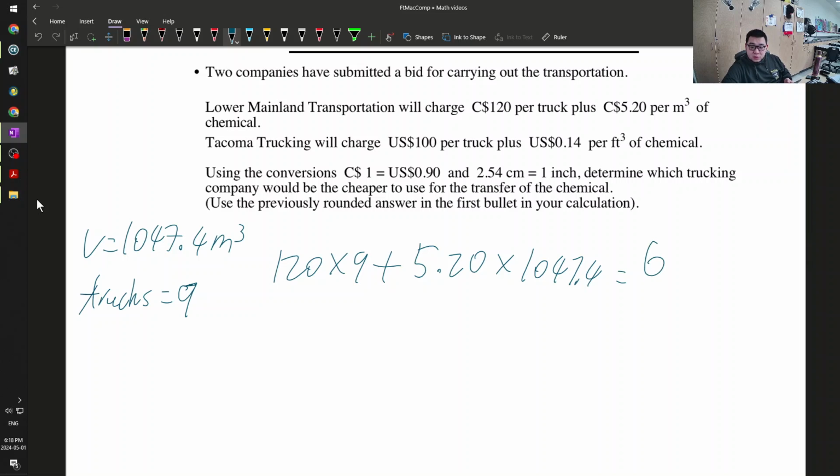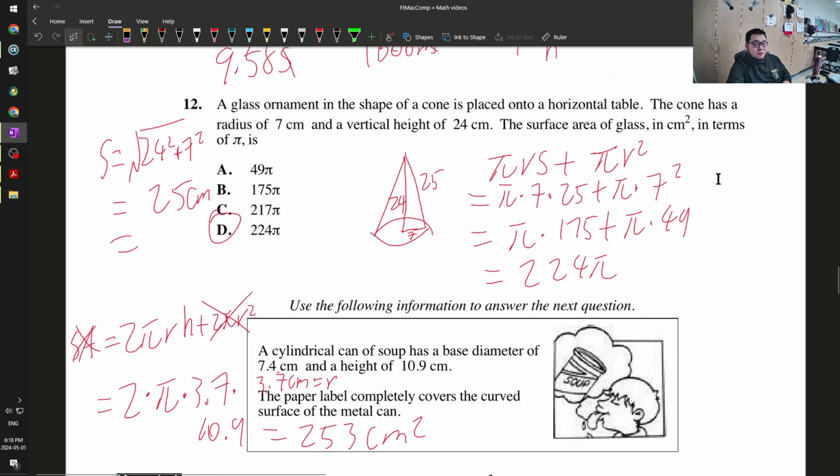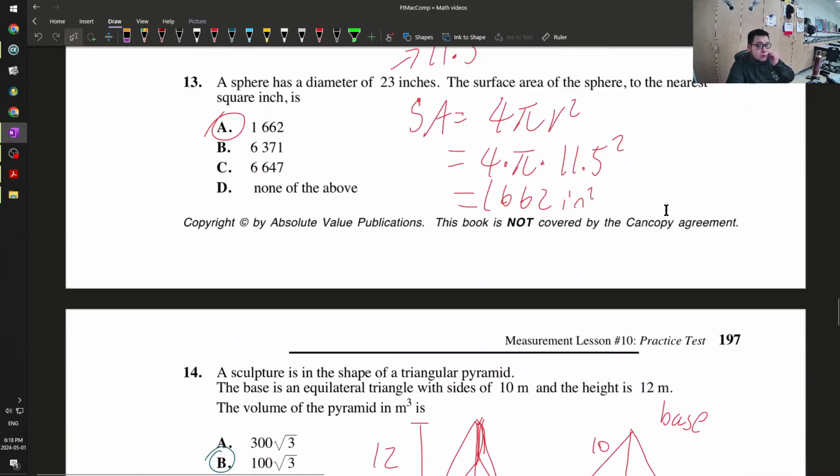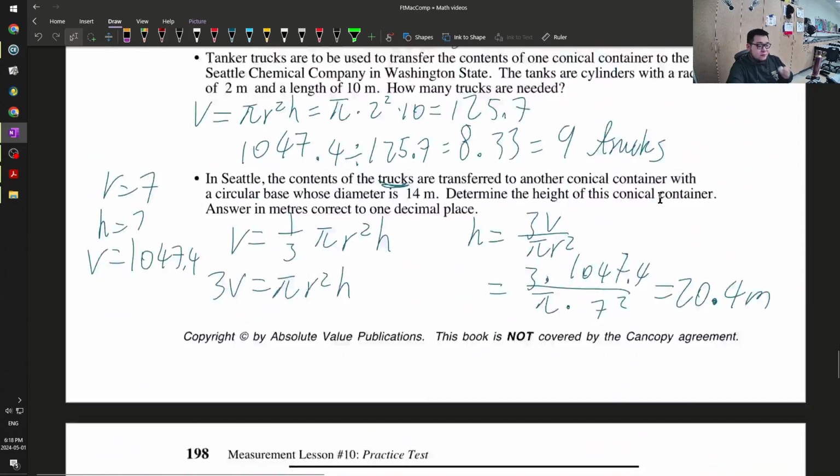6,000 and $526.48. This is in Canadian. Okay, what about the other one? The other one, I first have to convert meters cubed into feet cubed. Let's see if my conversion sheet has a quick one for meters cubed to feet cubed. No, we don't, so we have to use some weird conversion stuff.